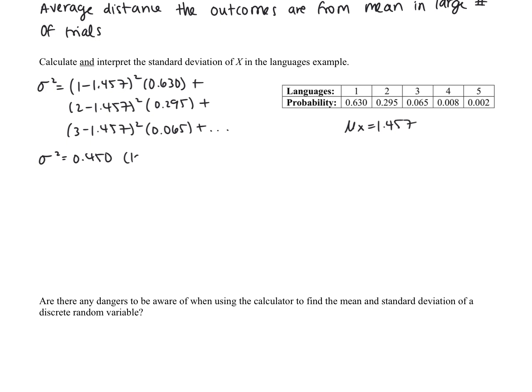And the units are squared. So this is languages squared, which doesn't really make sense. And so what we do instead to get something that does make sense is we take a square root. So our standard deviation is about 0.671 languages. Can we agree that this is a pretty tedious process?